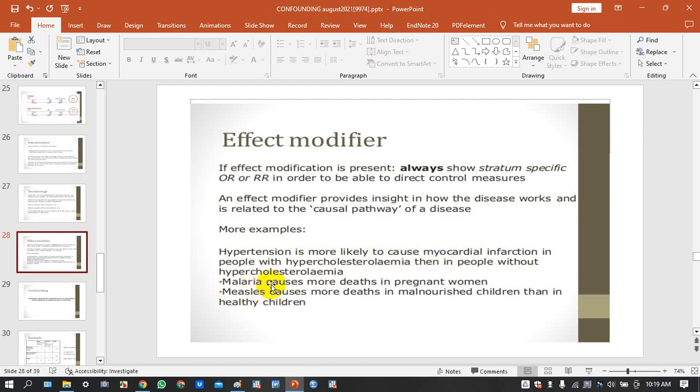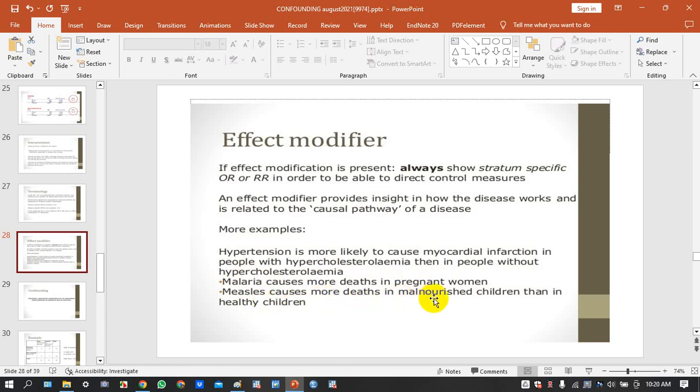We all know that malaria can kill, but it is more serious in pregnant women. So we say the effect modifier over here is pregnancy. If it is just young men, they will recover because their immune system is strong. But the pregnant woman's immune system is very weak. So the pregnant woman is at higher risk, which increases the risk of death from malaria.